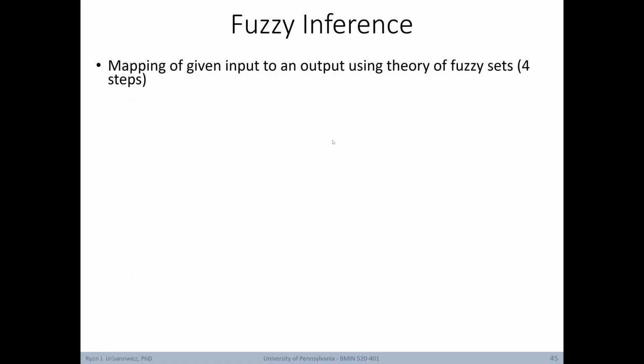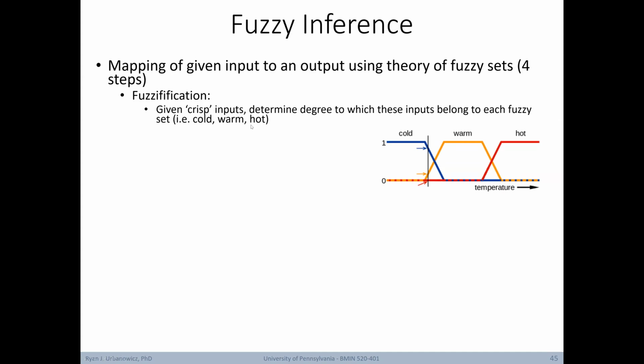When it comes to fuzzy inference, we have a mapping of a given input to an output using the theory of fuzzy sets. This happens in 4 steps. The first is called fuzzification. Here, given some crisp inputs, we determine the degree to which these inputs belong to each fuzzy set. So a crisp input might be the exact temperature, but a given temperature might belong to a different degree to different sets, maybe based on people's different perspectives about what's cool, warm, and hot. The next step is rule evaluation. Here we take these fuzzified inputs and apply them to the antecedents.